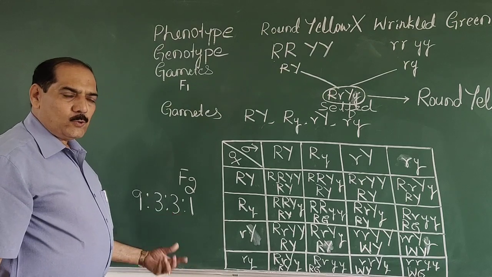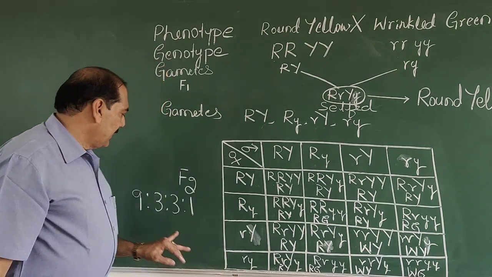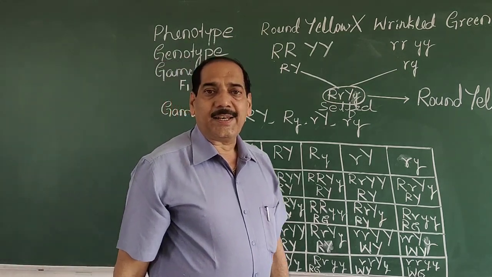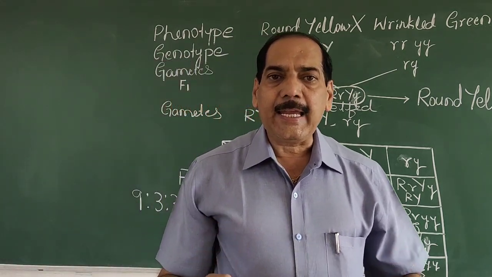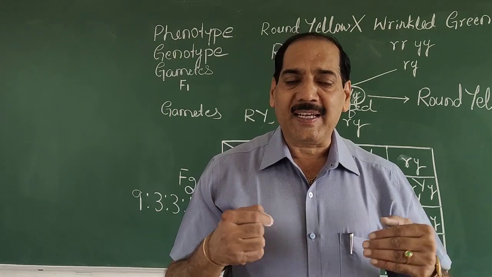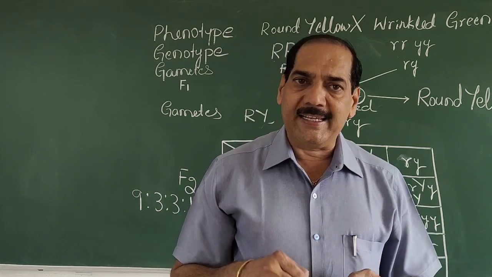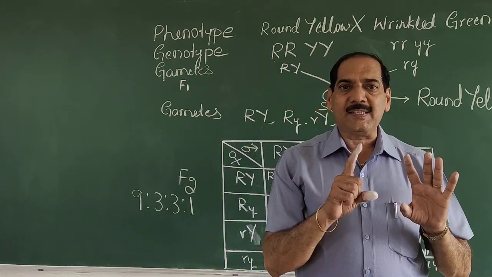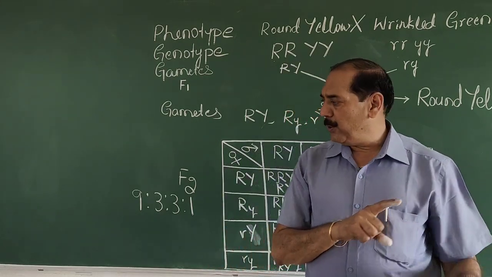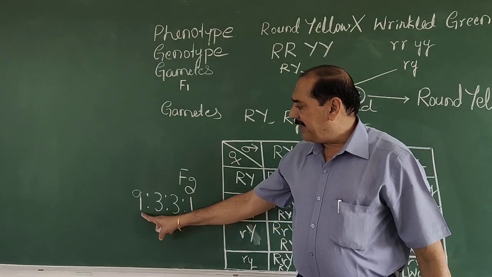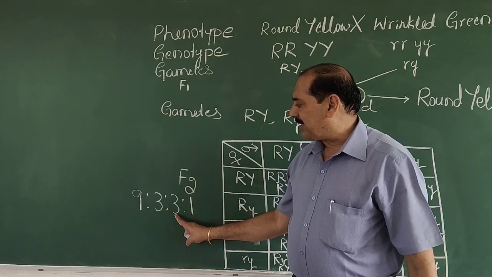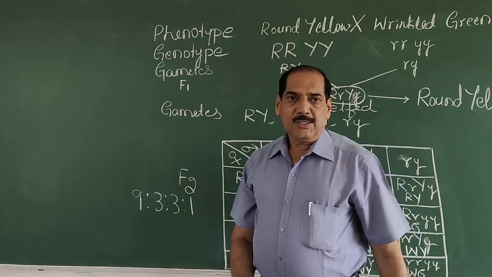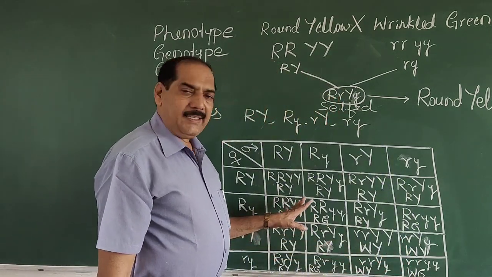So 16 plants over. What will be the ratio? 9:3:3:1. This ratio is the dihybrid phenotypic ratio because we have taken this ratio by observing the phenotypes of the plants. Phenotypic ratio 9:3:3:1. Here in total there are 16 plants.